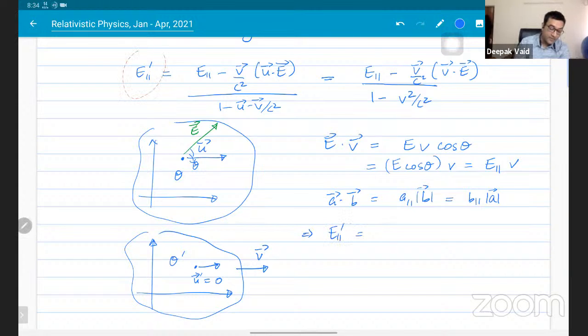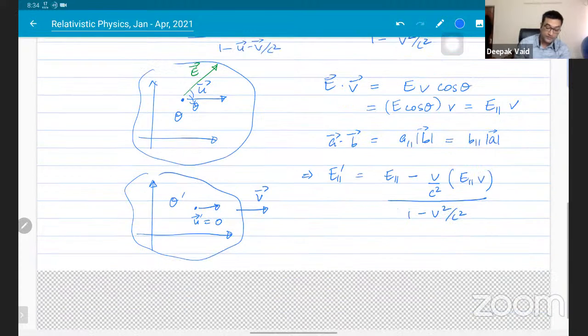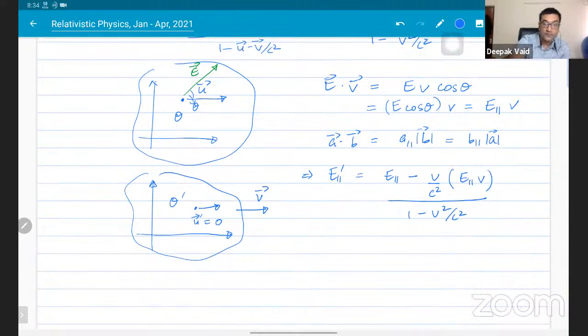So I can now write E parallel prime as E parallel minus this component. Again, it's a vector, but since we are in the parallel direction, I can write it as a number, V by C square, and this becomes E parallel V over 1 minus V square by C square. Okay.